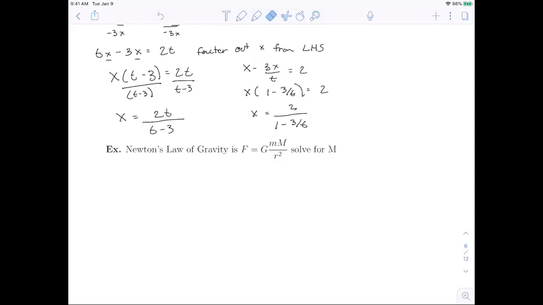All right, who wants to walk me through what they did for their first step for solving for big M? Yes. So we have big F equal to, so we're going to multiply each side by R squared. So we get big F R squared equal to big G, little m, big M. What can we do next?